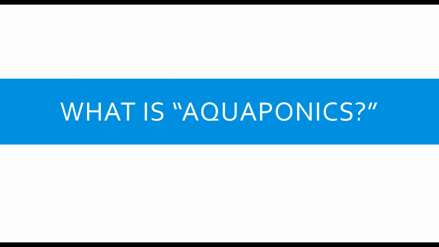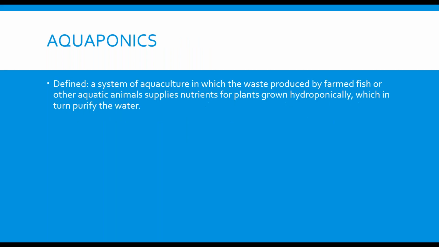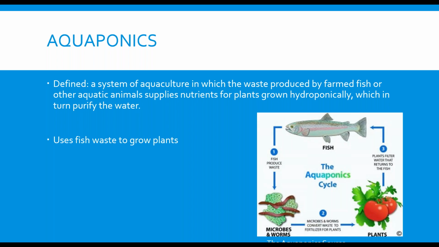So starting out with, what is aquaponics? Defined, aquaponics is technically a derivative of aquaculture, in which the waste produced by farmed fish or other aquatic animals supplies nutrients for the plants that are grown hydroponically in water, which in turn then purify the water. Essentially, this system uses fish waste to grow plants. Very, very basic cycle here.